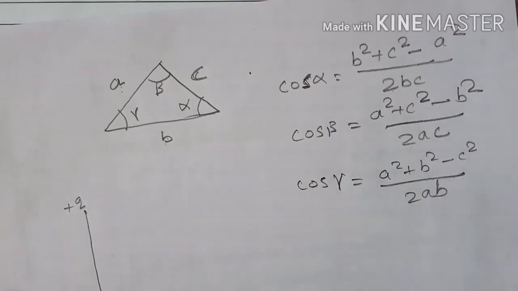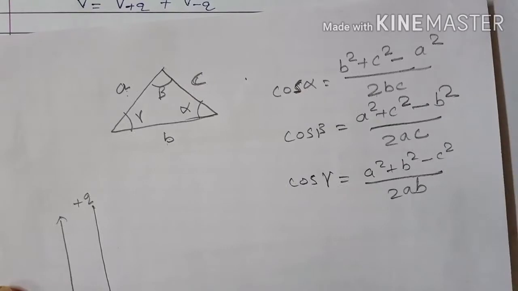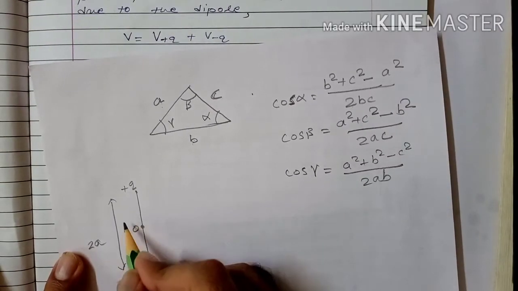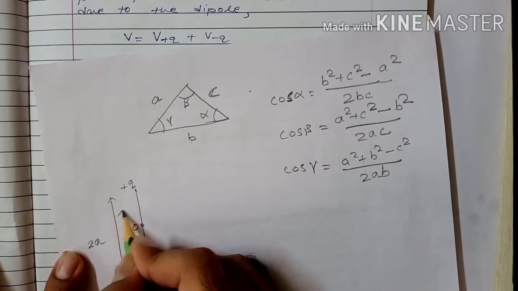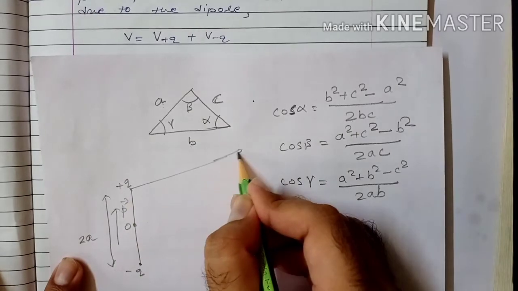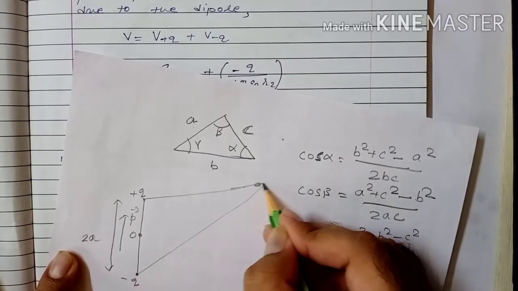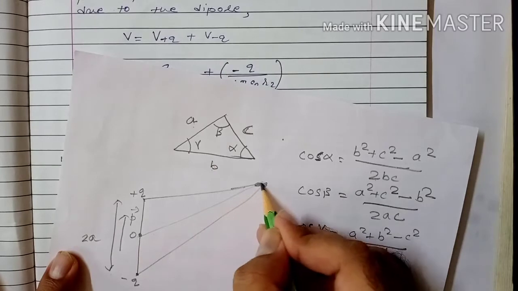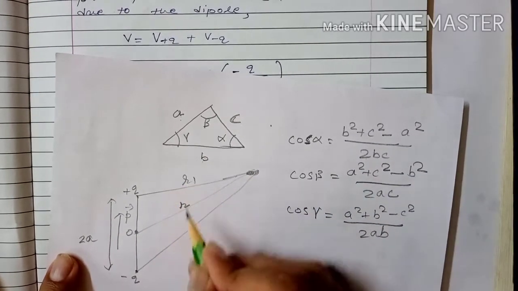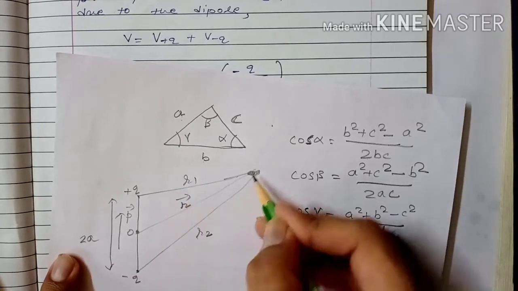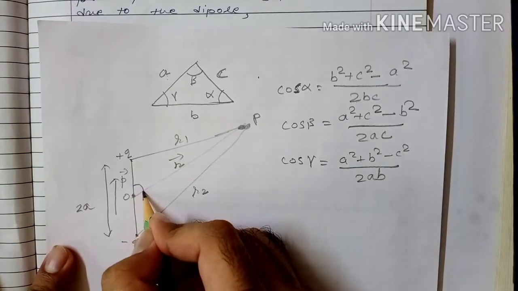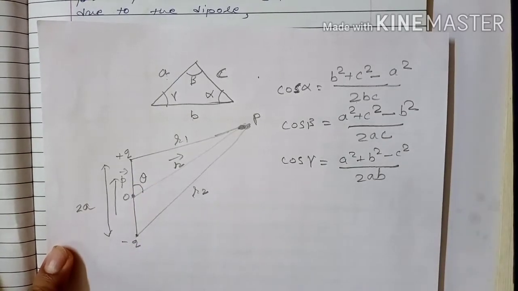Plus q, minus q, separated by distance 2a. Here is the center of the dipole. This is the direction of the dipole moment, p vector, and here we have considered one point P, which is at distance r from the center of the dipole. This is r1, this is r2, this is r vector, point P, and this angle that we have taken is theta.